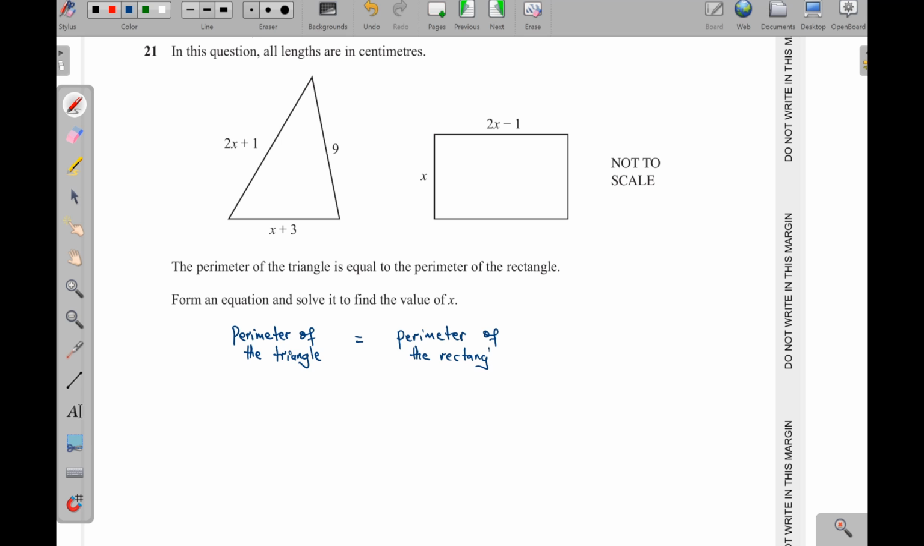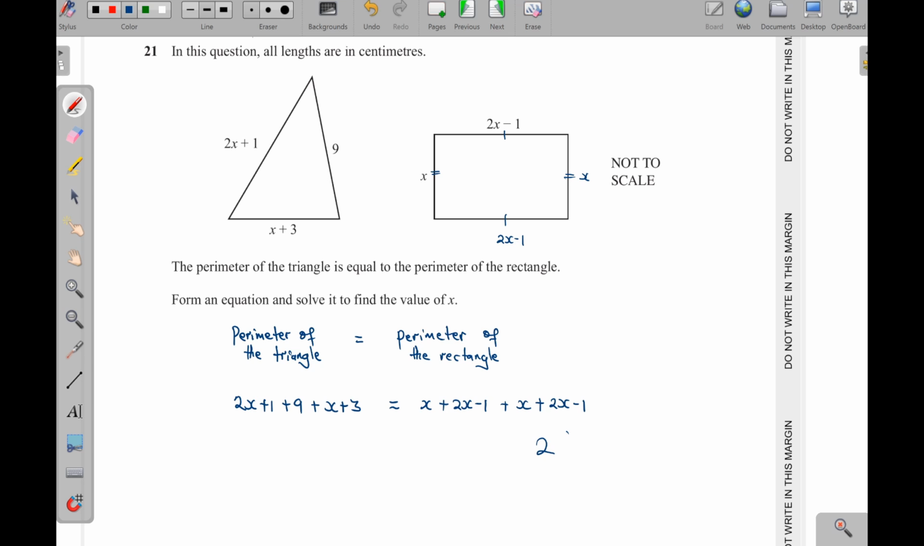So what we can do here, we add all of these ones. So you have 2x plus 1 plus 9 plus x plus 3. That's the perimeter of the triangle. Then the perimeter of the rectangle, we have, remember, this one here is equal to that. Then this one here will be equal to that. So that means we shall have 2x minus 1 and then the x here. So you have x here, then plus 2x minus 1, then plus x, then plus 2x minus 1.